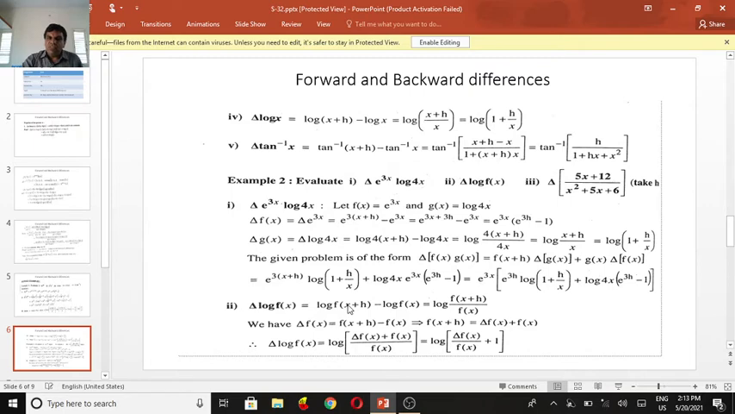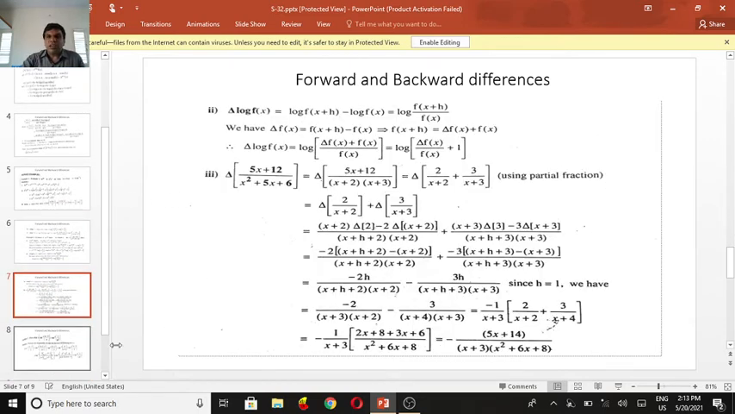Second, the log difference is a log division: log of f of x plus h divided by f of x. Again, Δf of x you replace, so we get Δf of x plus f of x. Second, we will replace here. So Δ log of f of x is simply log of (Δf of x plus f of x) divided by f of x, so log of (Δf of x by f of x, plus 1).